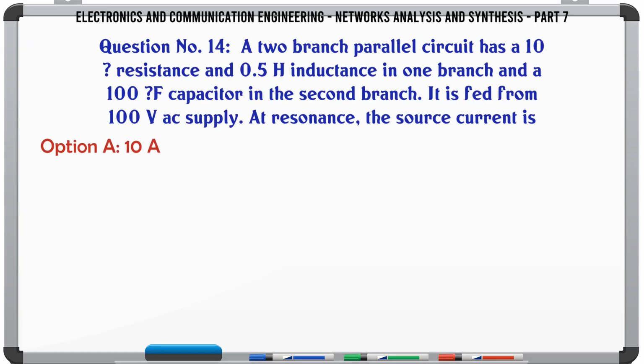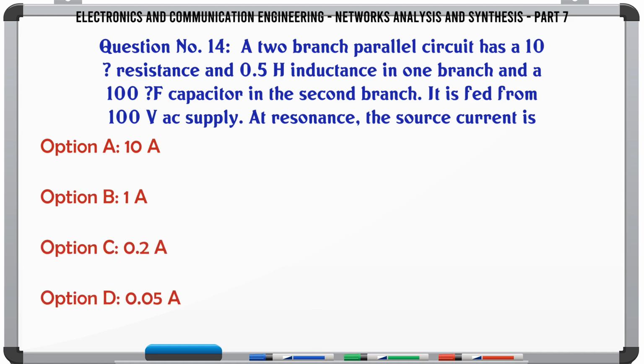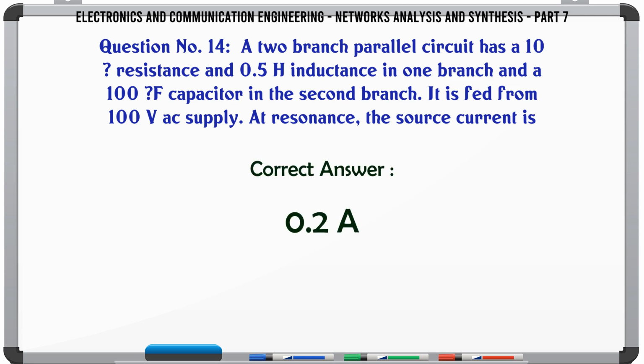A two-branch parallel circuit has a 10 Ω resistance and 0.5 H inductance in one branch and a 100 μF capacitor in the second branch. It is fed from a 100 V AC supply. At resonance the source current is: A, 10 A; B, 1 A; C, 0.2 A; D, 0.05 A. The correct answer is 0.2 A.